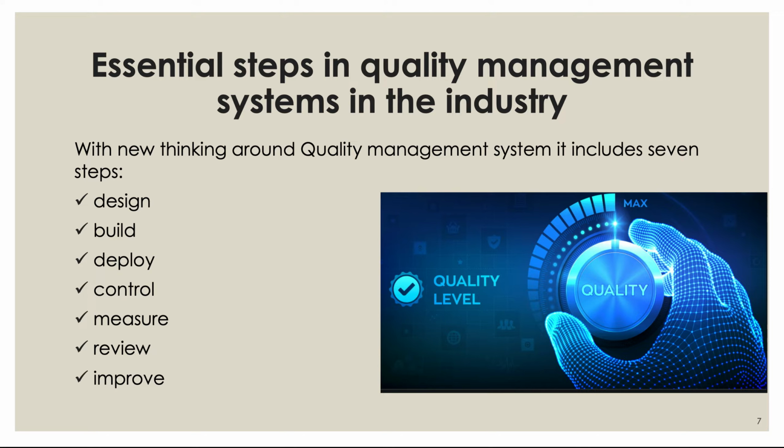Then there are certain essential steps in the quality management system in the fashion industry. With the new thinking around quality management systems, the philosophy has grown and now it includes 7 steps, and they are the following, as you can see here on the screen. Let me just quickly go through each of them in short.